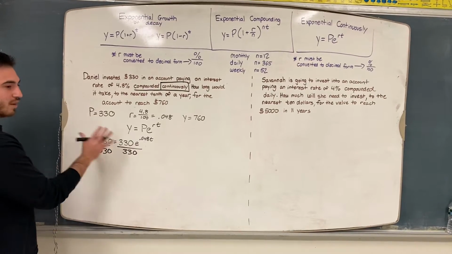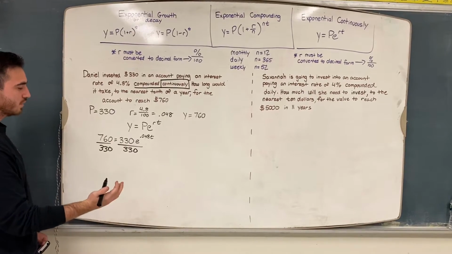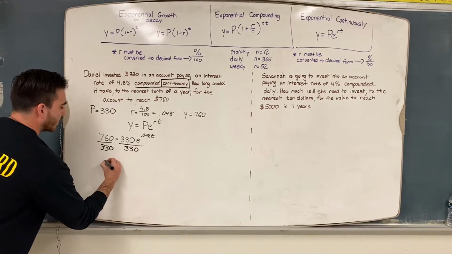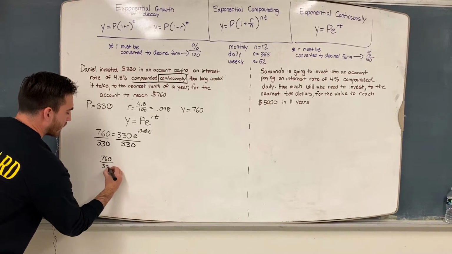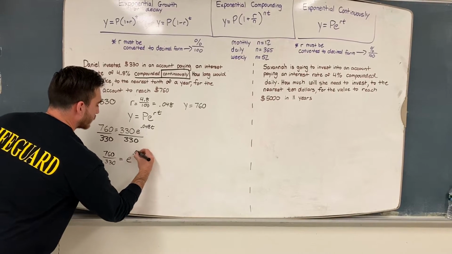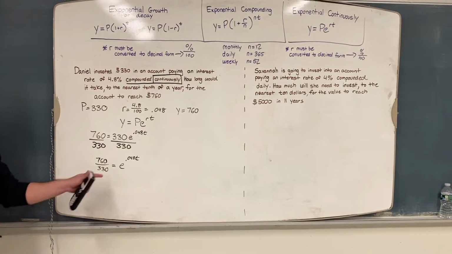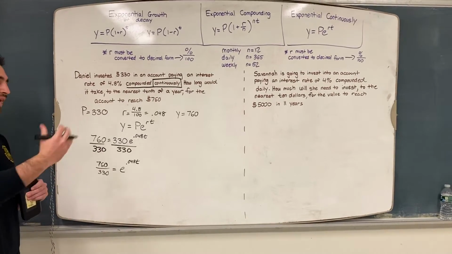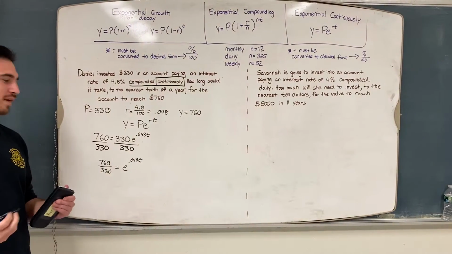At this point, I wouldn't convert it to a decimal, just keep it in fraction form until we get to the end. So we have 760 over 330 equals e to the 0.048t. In order to get rid of the e and bring down our exponent, we are going to natural log both sides, which means we're going to ln both sides.